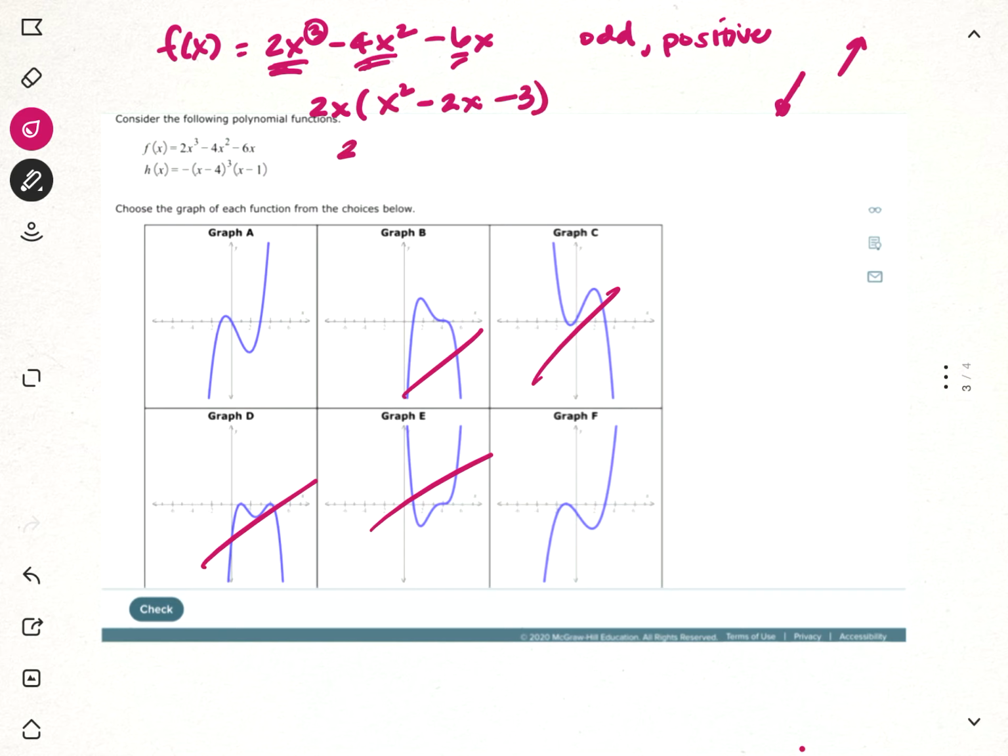Okay, so from here, we're going to factor x squared minus 2x minus 3. That one's a pretty easy one to do. There's no leading coefficient in front of our x squared term. So all we're looking for is what multiplies to get negative 3 and adds to get negative 2. That would be negative 3 and positive 1.